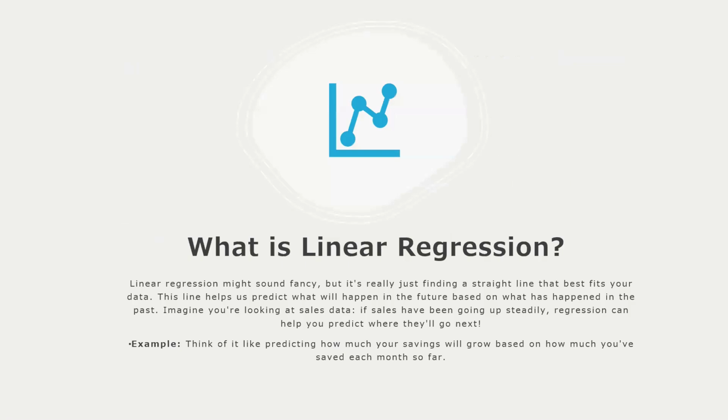What is linear regression? Linear regression might sound fancy, but it's really just finding a straight line that best fits your data. This line helps us predict what will happen in the future based on what has happened in the past. Imagine you are looking at sales data. If sales have been going up steadily, regression can help you predict where they will go next. Example, think of it like predicting how much your savings will grow based on how much you have saved each month so far.